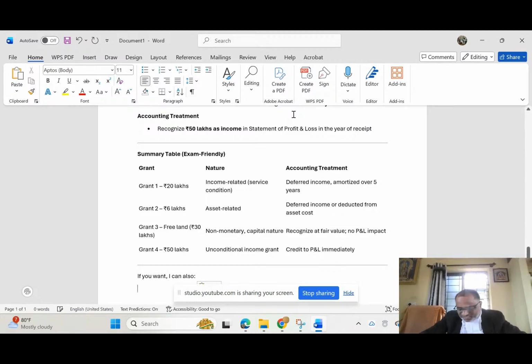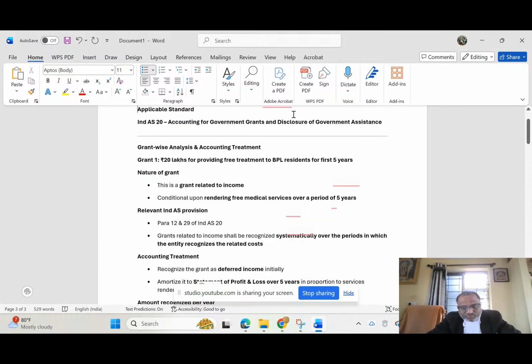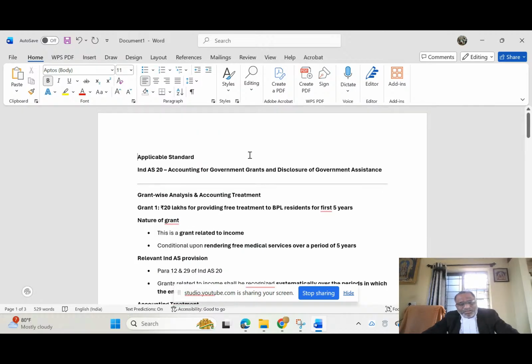See, applicable Ind AS is 20. Sorry, I misplaced it as 12 previously. Now I am withdrawing my words. And applicable Ind AS is 20. The applicable standard is Ind AS 20, accounting for government grants and disclosure of government assistance. Grant wise analysis we do and accounting treatment.